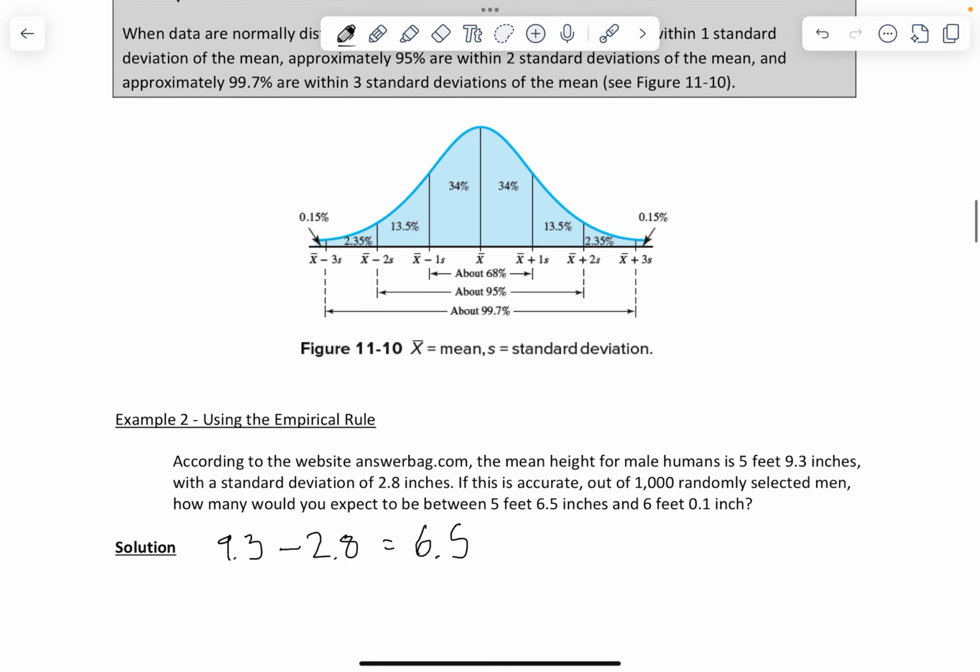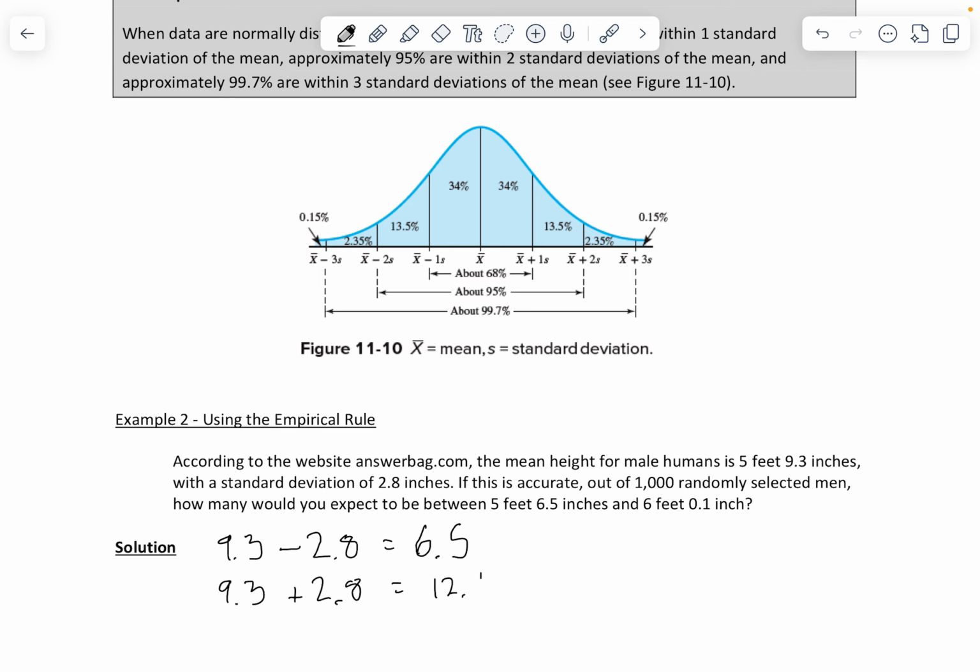And if I take the 9.3 inches corresponding to the mean and add the standard deviation of 2.8, I get... 12.1, what did I get?